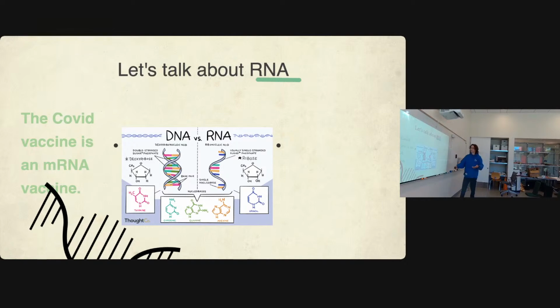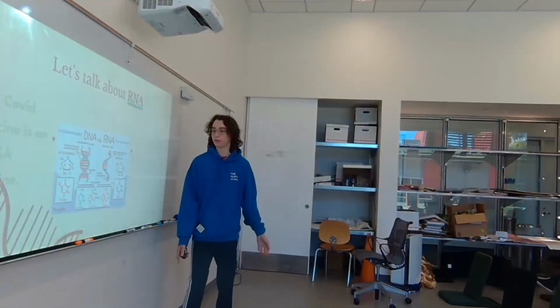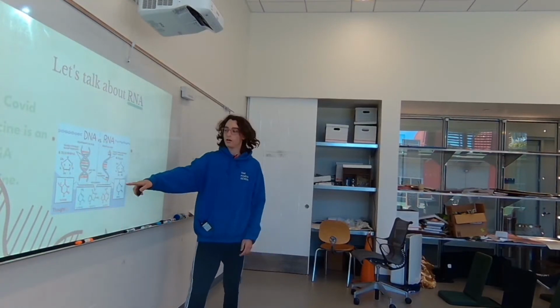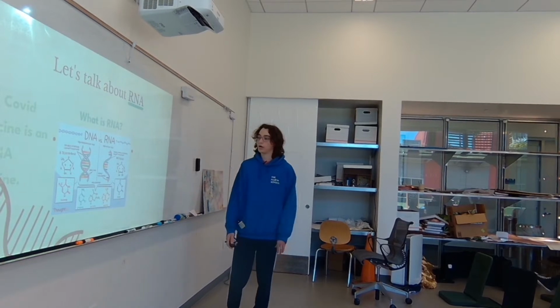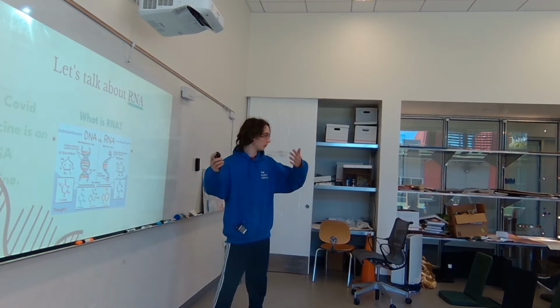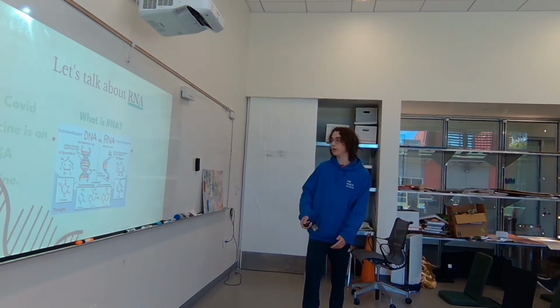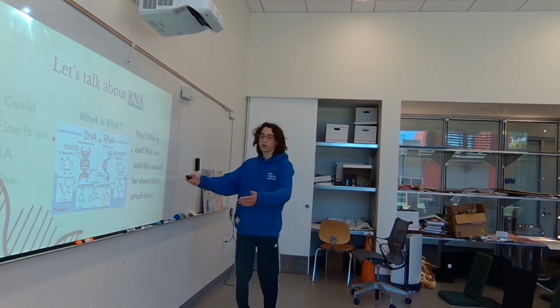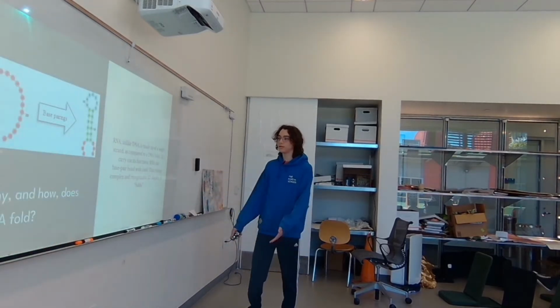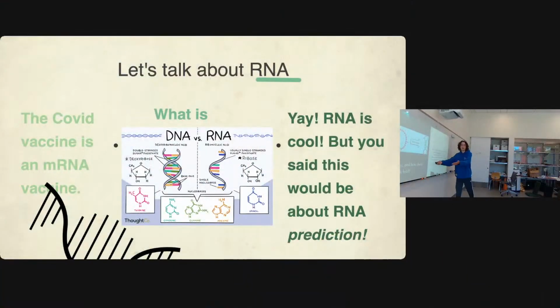And there are a few key differences between DNA and RNA. This actually illustrates it perfectly. DNA is a double helix, whereas RNA is a single helix. And RNA is a messenger. It tells your cells what they need to do. So RNA is cool, but this is about RNA prediction. What is that, and what is RNA folding anyway?